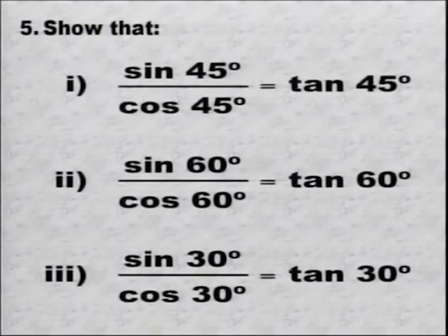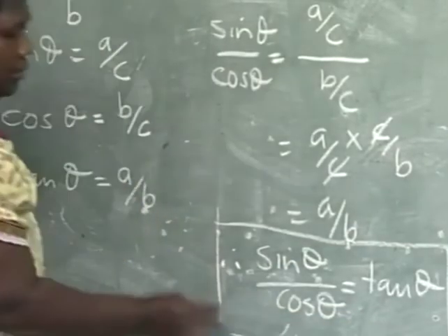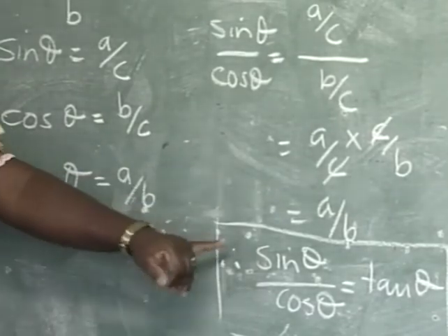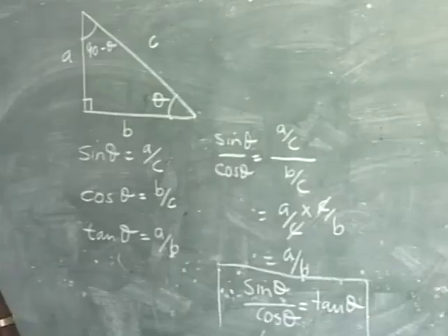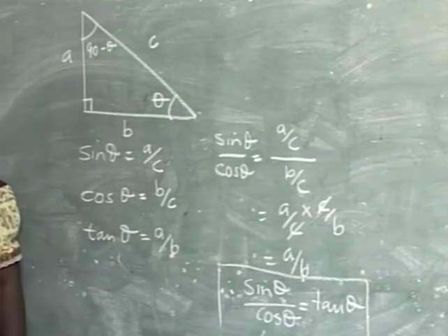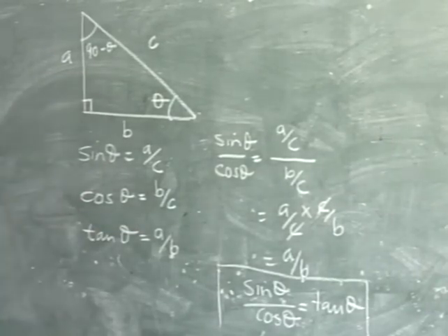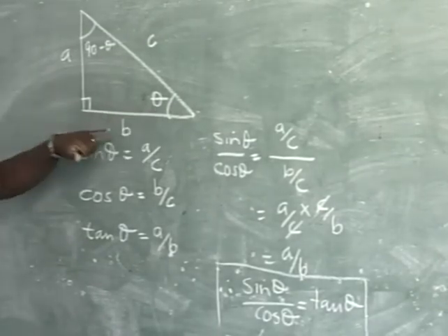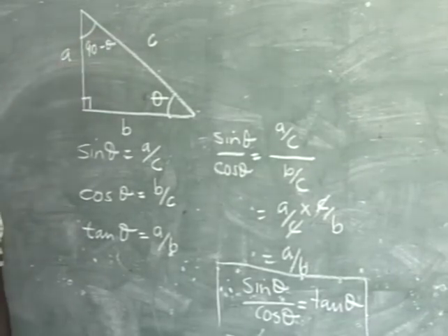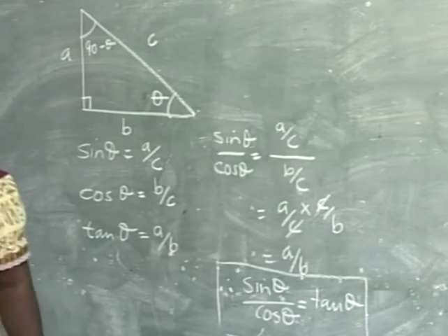Okay, so you are also required to remember the sine of an angle divided by cos of the same angle will be equal to tan of that angle. So question 1, 2, and 3, we've seen that. And that's what you are supposed to do to show that sine theta over cos theta is equal to tan theta. Now, what I want you to do is, using this diagram, this angle is theta, A, B, and C. I want you to now show that sine squared theta plus cos squared theta is equal to 1. Quickly.